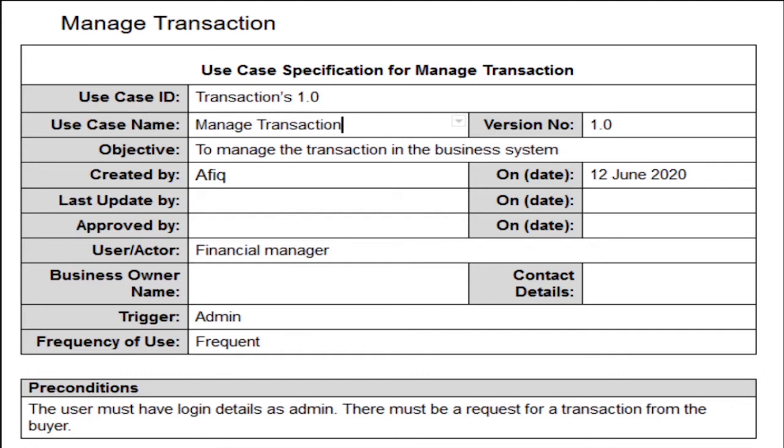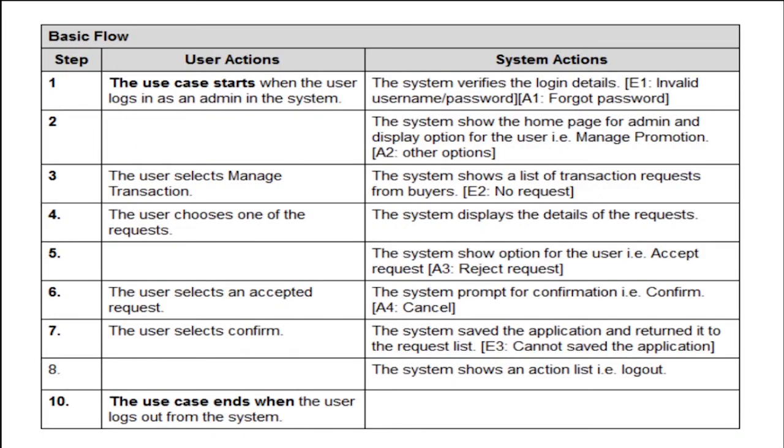So the precondition: the user must have login details as admin. There must be a request for a transaction from the buyer. So this is the basic flow. The use case starts when the user logs in as an admin in the system. Then the system verifies the login details. There will be error 1, invalid username, password, and alternate 1, forget password. Then the system shows the home page for admin and displays options for the user.